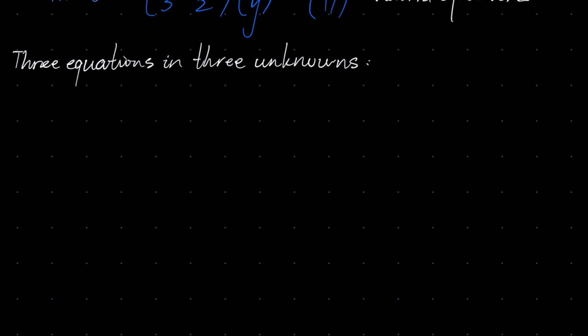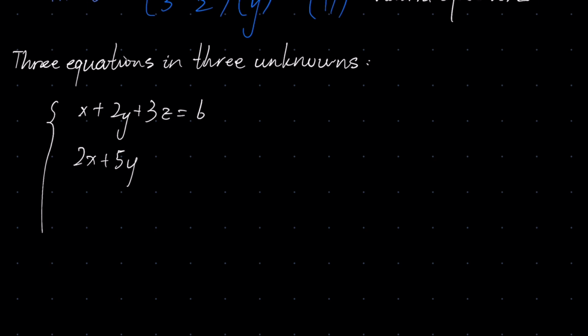Now, the 3 unknowns we have are x, y, z. Let's just call it that. And let's consider the linear equations: x plus 2y plus 3z equals 6, 2x plus 5y plus 2z equals 4, and 6x minus 3y plus z equals 2.